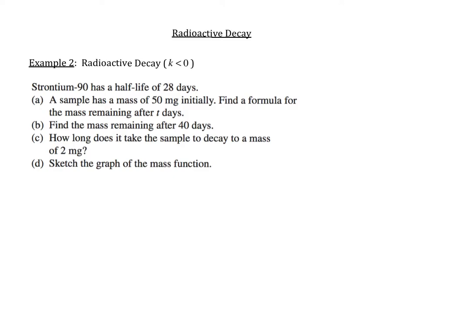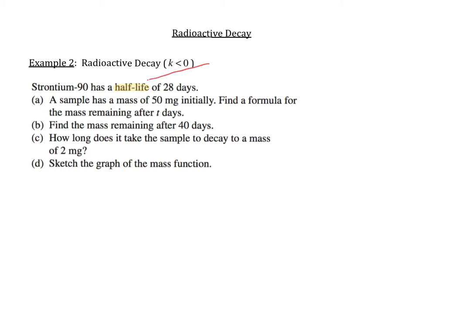Let's look at an example of radioactive decay. Strontium-90 has a half-life of 28 days. So when we say something has a half-life of 28 days, what does that mean?